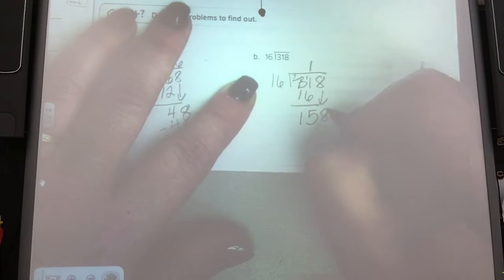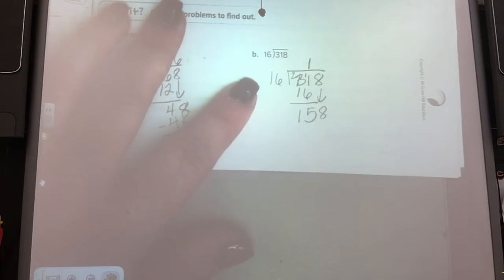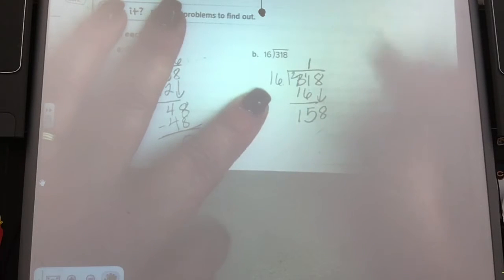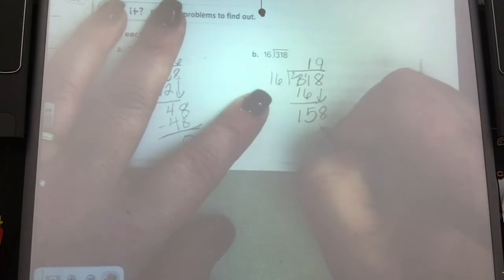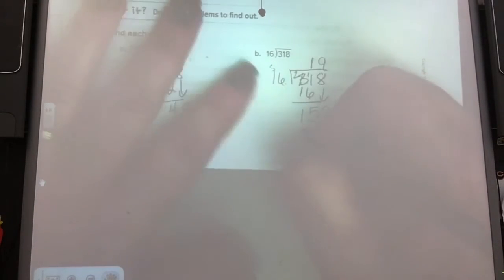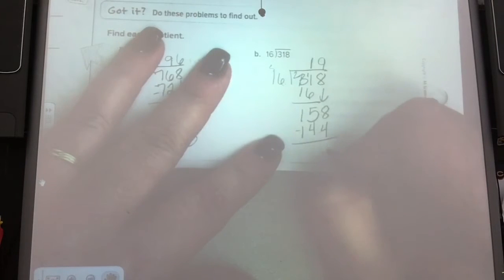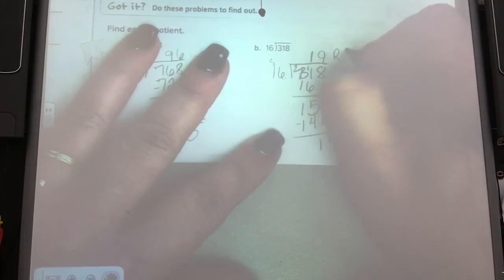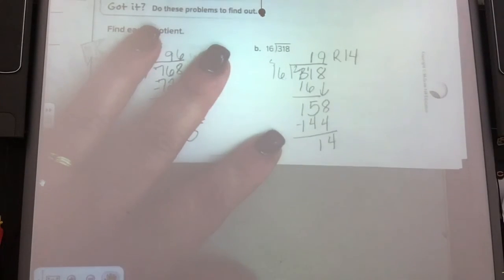Bring down your 8. Now, I'm going to think what times 6 would get me close to 58. Well, 9 would give me 54. Let's see. And 9 plus 5, 9, 10, 11, 12, 13, 14. Let's see if that works. Yep, I have a remainder of 14. So letter B should have been 19 with a remainder of 14.